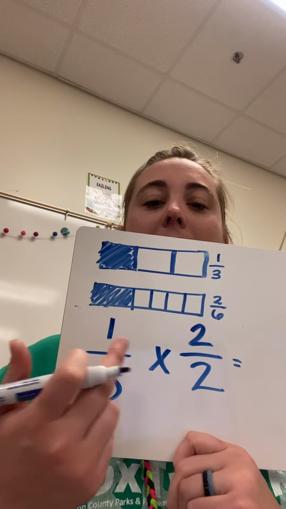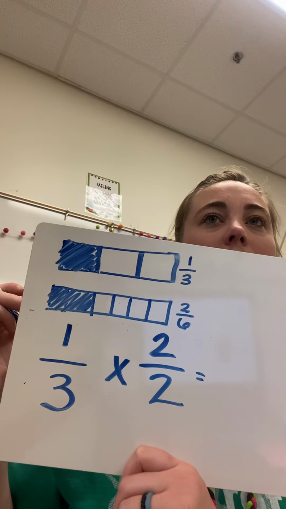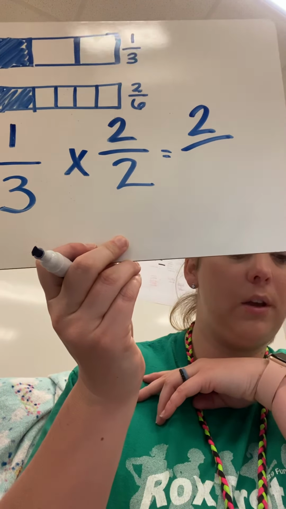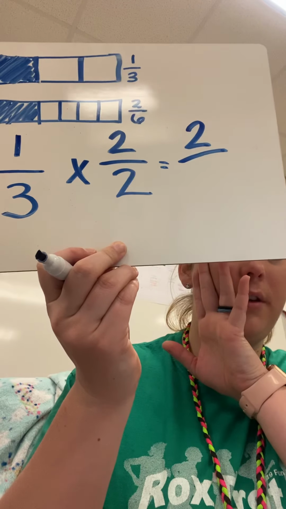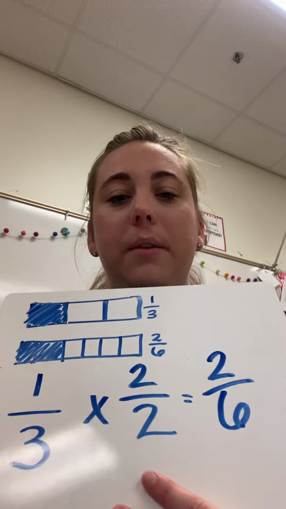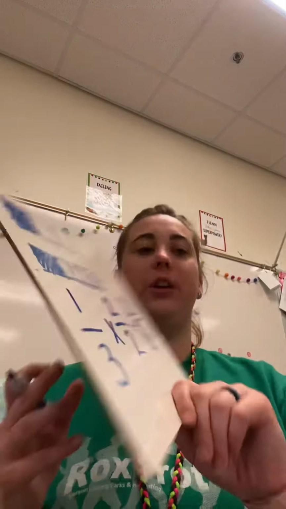Now, 1 times 2 is, shout it out, y'all. I don't hear you. 2, that's right, good job. 3 times 2 is what? Say it a little louder, folks. 6. So are 1/3 and 2/6 equivalent? Yes, they are. Great job, guys. Y'all are rocking it out, I'm telling you what.